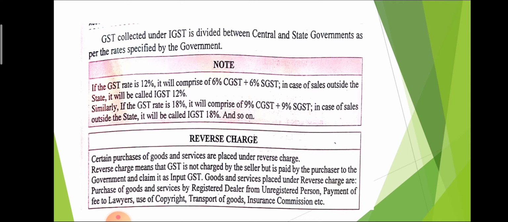And if the GST rate is 18%, that is also divided into two parts, 9% CGST and 9% SGST. And in case of a transaction outside the state, IGST is a total of 18%, and that 18% is given to the central government.